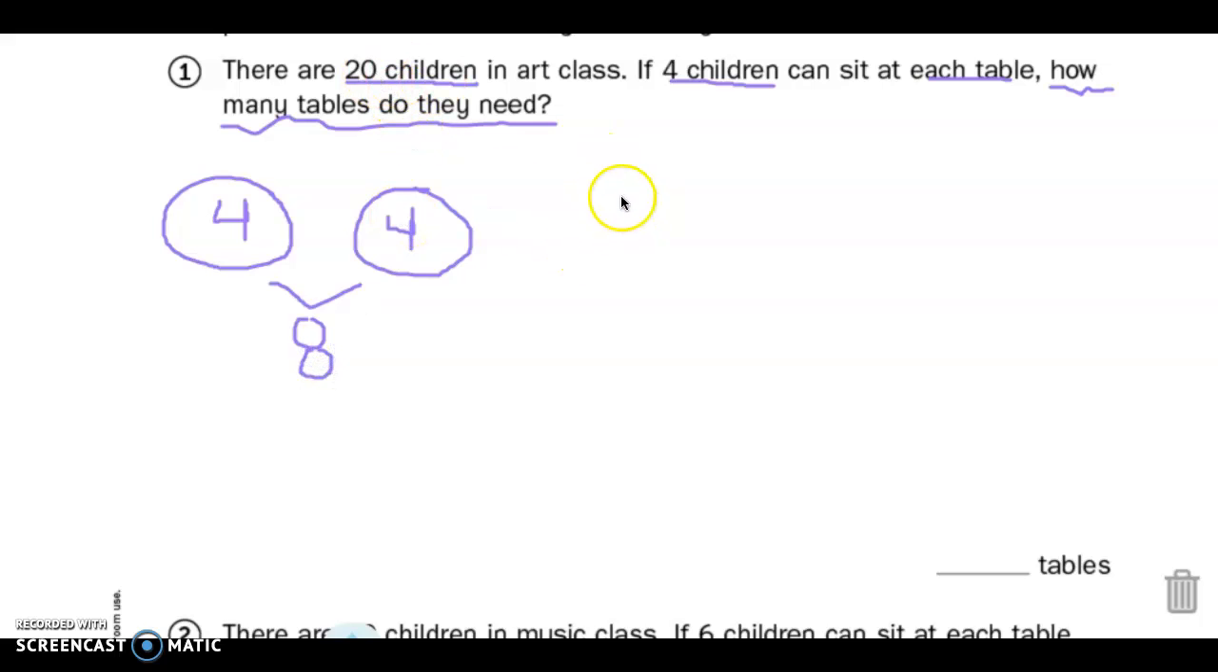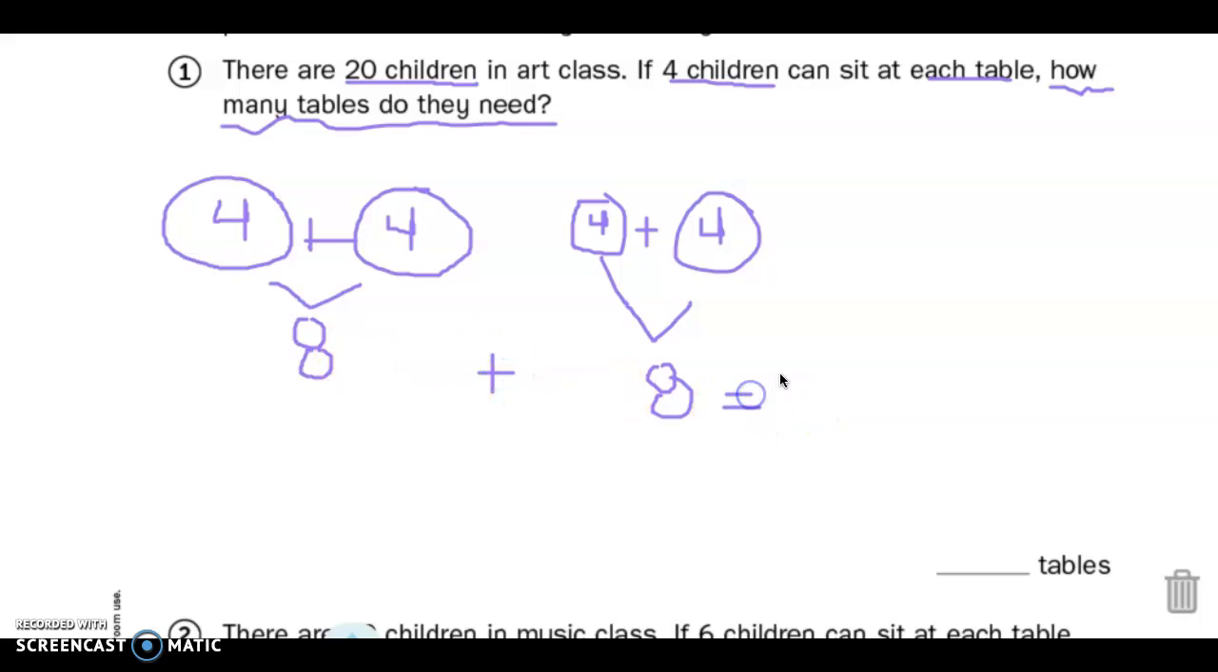You know what? I know that another 4, oopsie daisy, that was a really tiny table. I know that this table, that 4 and 4 equal 8. So I'm going to draw another 4 and 4. Because if I add these together, right? 4 plus 4 is 8. 4 plus 4 is 8. You guys, what is 8 plus 8? 8 plus 8 is 16. Am I there yet? I have enough chairs for 16 kids.